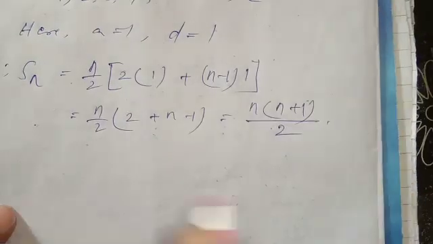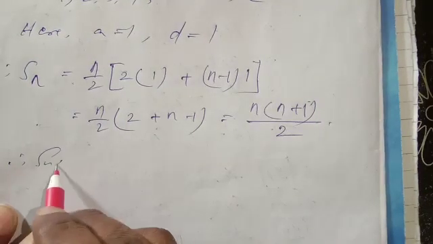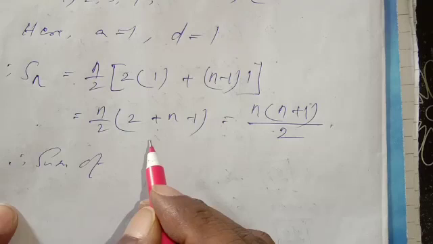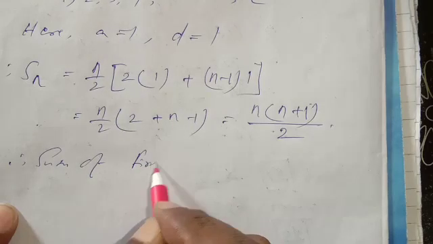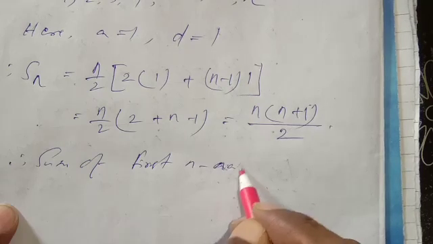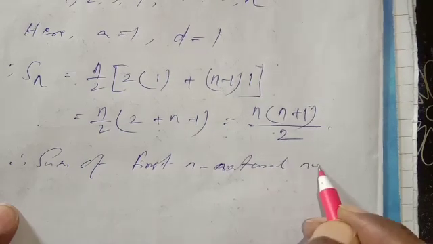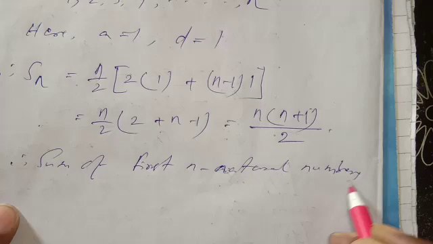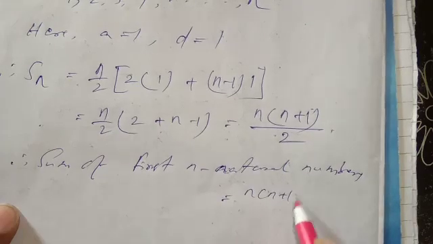Okay, I think it is clear. Therefore, the sum of the first n natural numbers is n whole into n plus 1 by 2.